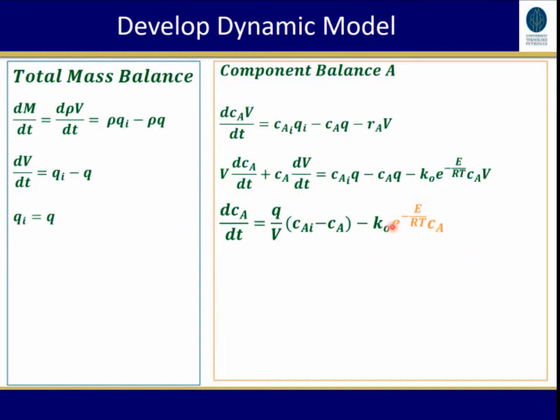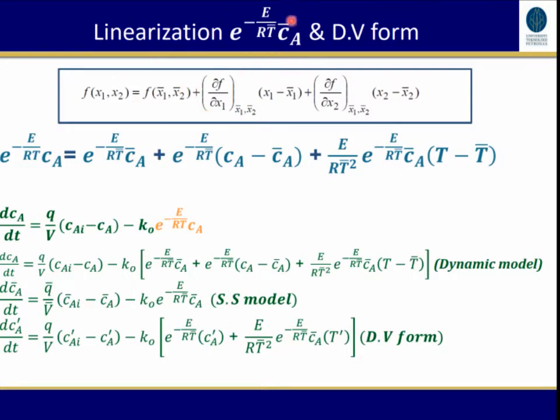Now, because temperature is a variable and concentration is also a variable, when the two multiply together, we need to linearize it first before we solve for the dynamic model and the steady state model. After we linearize it, based on the formula that we learned in the lecture notes, the exponential of the activation energy over RT times CA becomes a steady state term, and then we partially differentiate it with respect to concentration A, and also partially differentiate with respect to temperature. Then finally, we solve the linearized term and put it back into the component balance equation, and we get the dynamic model for this whole term.